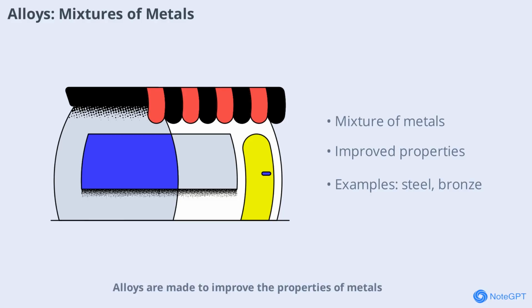Alloys are made to improve the properties of metals, like making them stronger or resistant to rust. Steel, for example, is an alloy of iron and carbon. Alloys are used in construction, transportation, and many other fields.